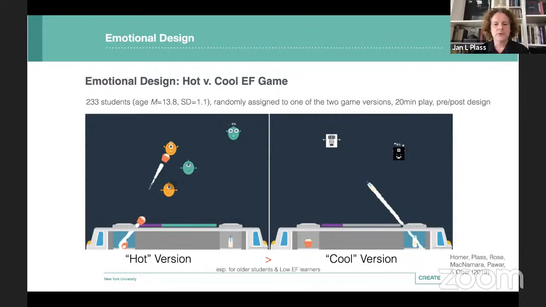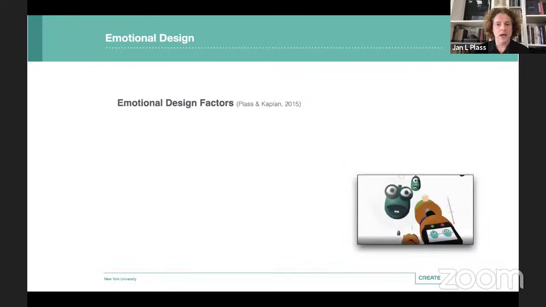And so what we did here is we compared those two with a pre-post design, where the only difference was what those aliens looked like. And we found indeed that the hot version resulted in higher executive functions as measured by a dimensional card sorting task, which is a test outside of the game. The hot EF version had higher outcomes, especially for older students, since we did research in middle school and high school. So the high school students did better here in particular, and learners who had low executive functions to begin with. So for those, the hot EF version was more effective than the cool EF version. So, an example of emotional design in a game.